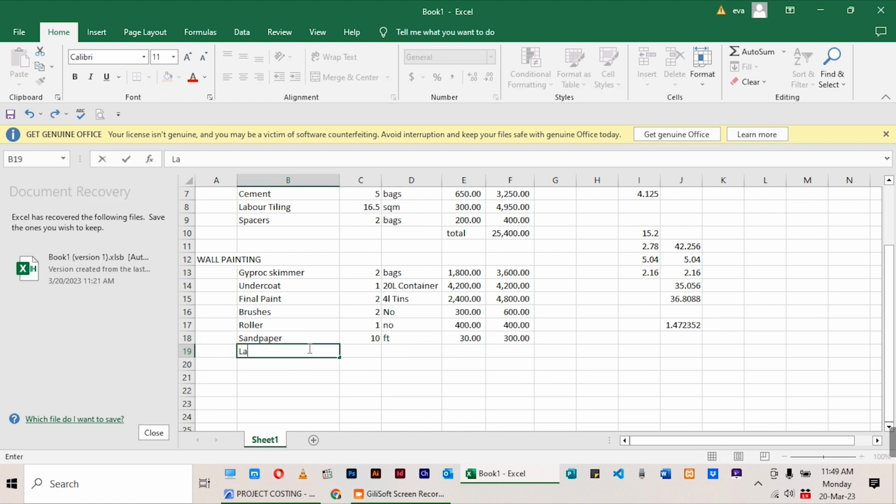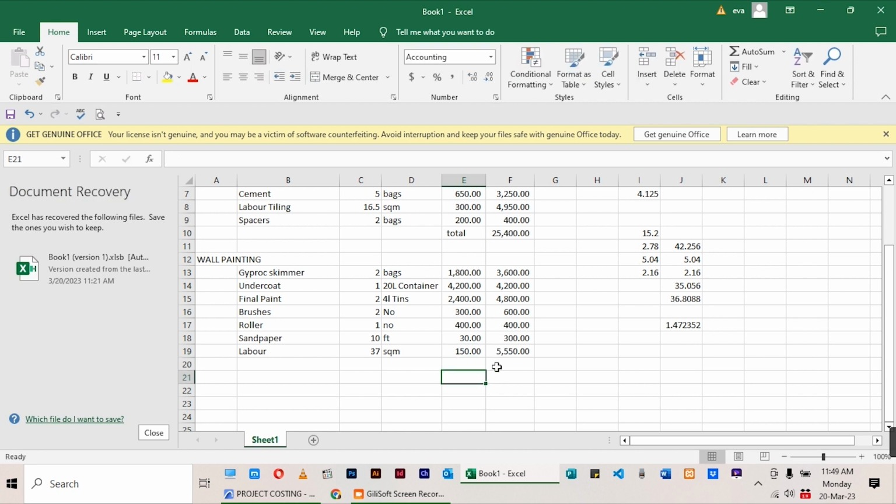And then we need ribbon. This is done per square meter, so we had 37 square meters. Depending on your fundi or your painter, the rates vary, and so far the best I've used is 150 per square meter. Comes to that.